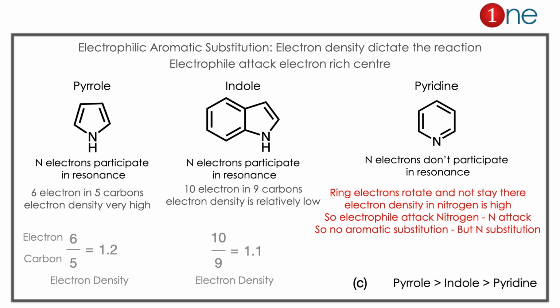The nitrogen electrons don't participate. So what is special here? Since the nitrogen electrons don't participate, the electrophile prefers to attack nitrogen rather than the ring. Because the ring electrons are constantly delocalized and shared, the electron density is less, so the attack will be on nitrogen, not on the ring. So there is no electrophilic aromatic substitution in normal conditions. So from these 3 facts, pyrrole will undergo the fastest reaction, indole next, and pyridine will be the least.